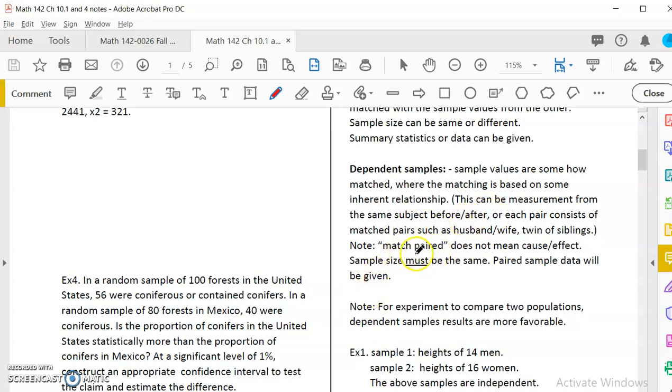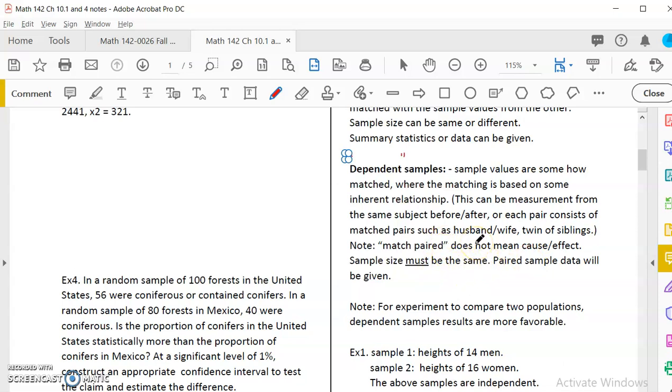So this matched pair does not mean cause and effect. It doesn't mean that the second one has to be dependent on the first one. It's just describing that they are paired. Okay, and because of pairing, the sample size must be the same. We do not use n1, n2. We just say n. And usually you would not have summary statistics. They give you the paired samples.